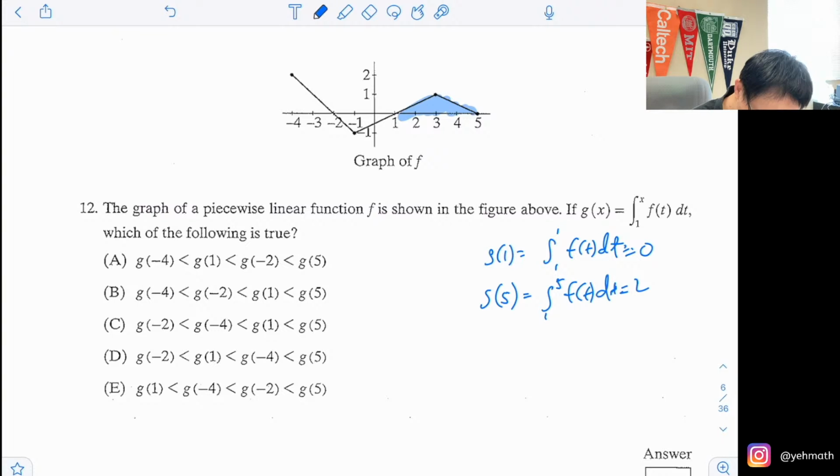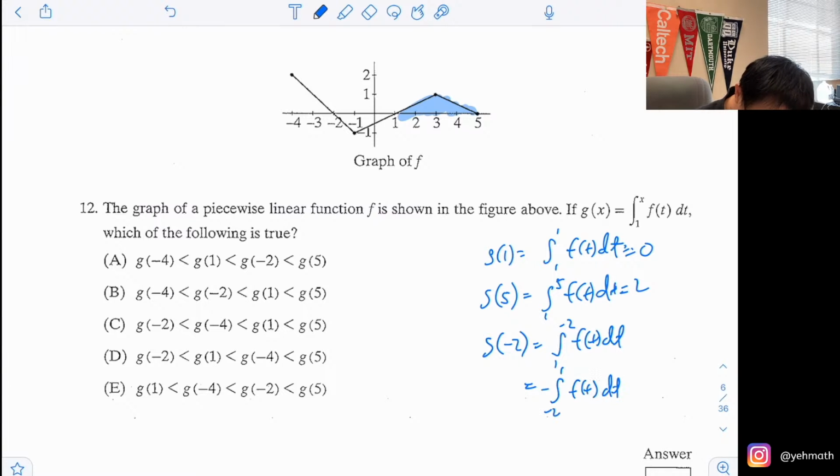That's equal to 2, right? And we say it's f of 5, and now what is g of -2? -2 is equal to the integral from 1 to -2 of f(t) dt, also equal to the integral from -2 to 1 of f(t) dt. This one's going to be negative. Does that make sense? You have to flip, right? Then from -2 to 1 is going to be 1.5, so it'd be -3 over 2, so positive 3 over 2. Does that make sense?